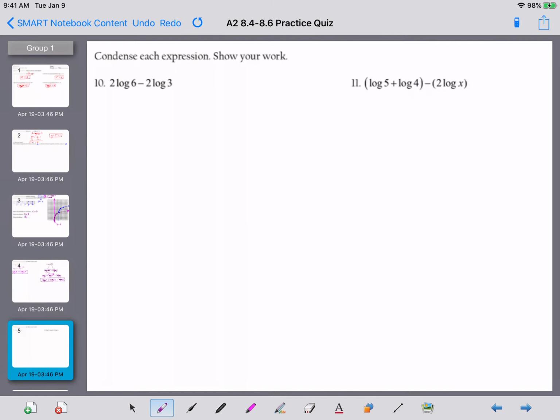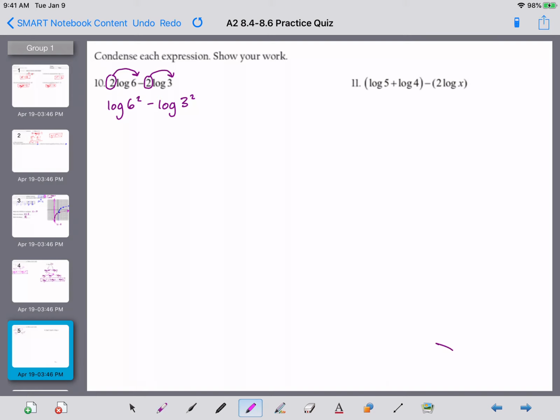All right, now in 10 and 11, we're going to go backwards. We're going to condense these into a single log. First step is always to bring back and restore any exponents that are in front of a log. So that's our first step in number 10. This is going to turn to log of 6 squared minus log of 3 squared.